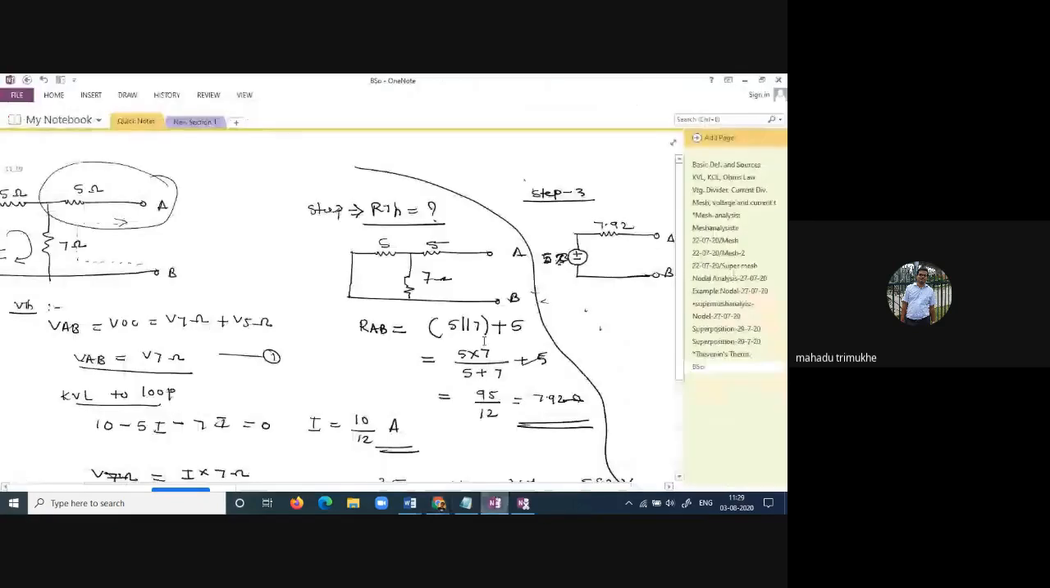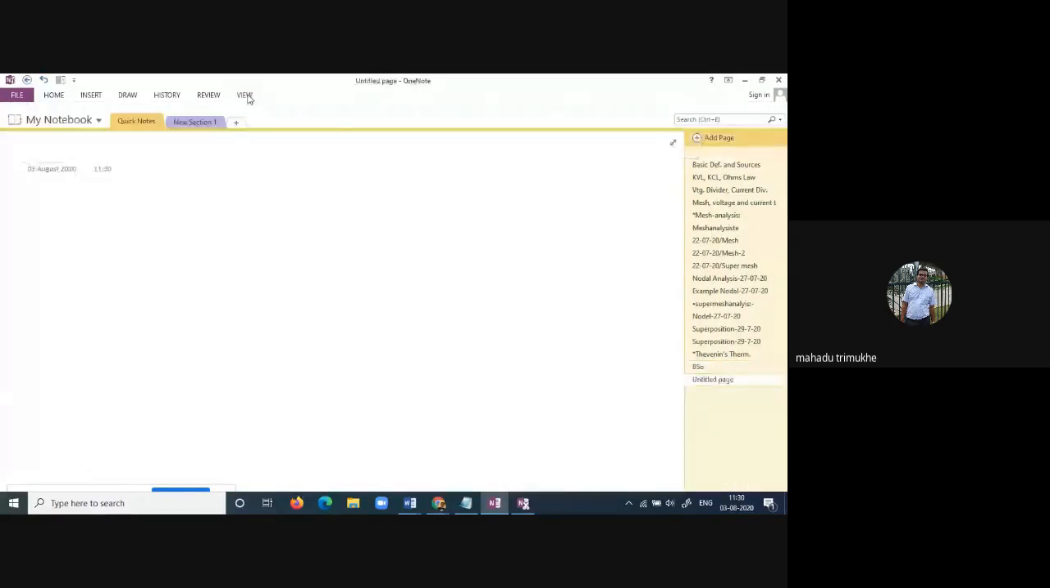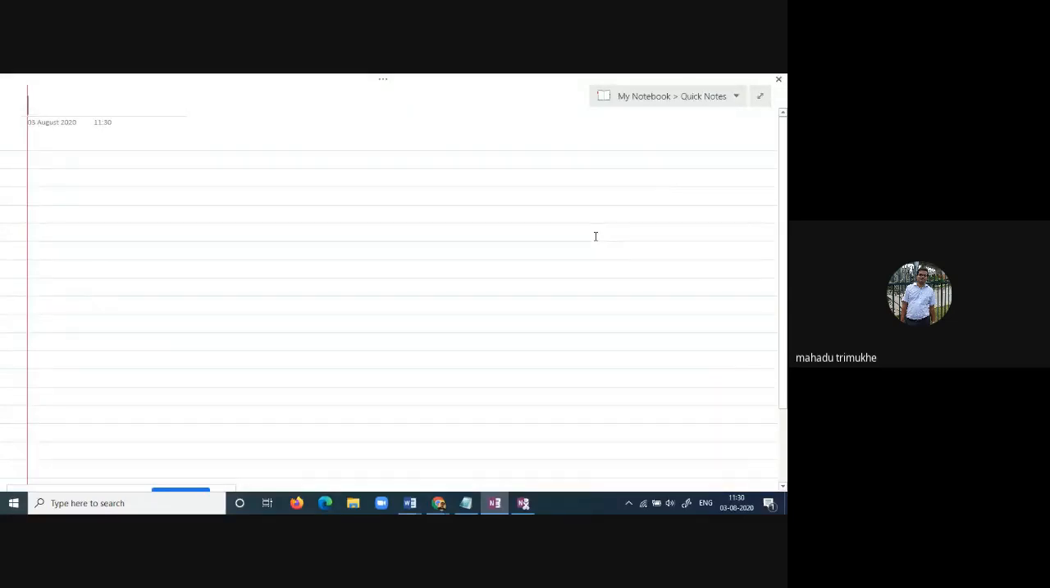We'll move on to our next point: Thevenin theorem with mixed sources. Earlier, what we have seen is that the Thevenin theorem was for only independent sources. Next we'll see the Thevenin theorem with mixed sources.